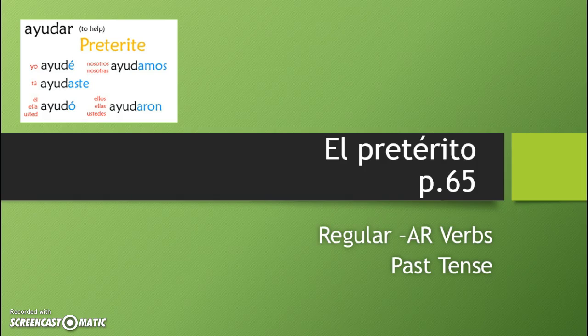Ahora vamos a aprender el pretérito. All of this is from página 65. Again, this is an introduction. So level 2, we have not practiced with this yet. You may have seen it in some of the songs and authentic resources we've used in class, but this is a brief overview of how to conjugate our regular forms that always follow a handy-dandy pattern.